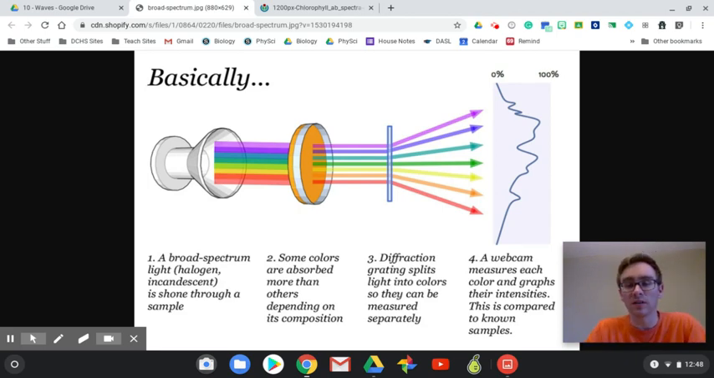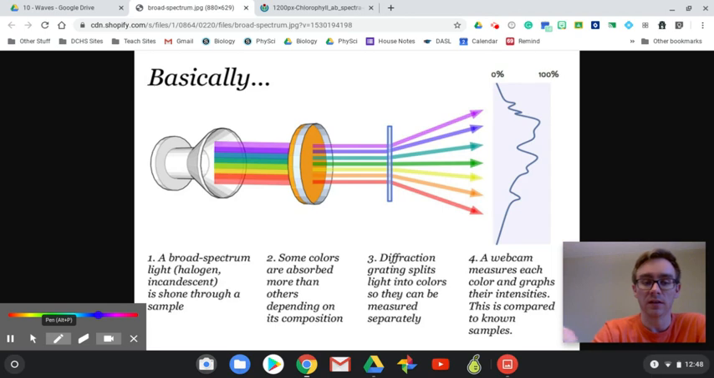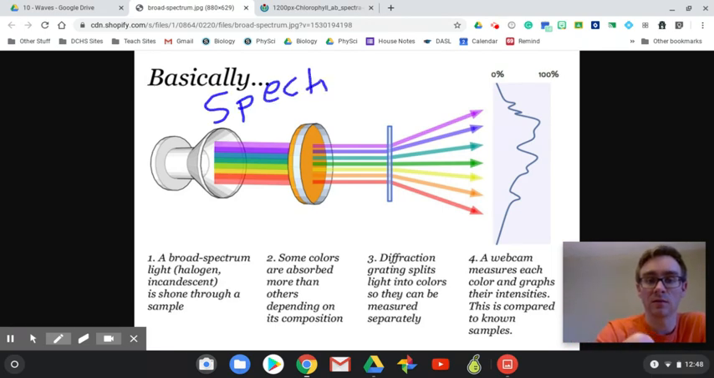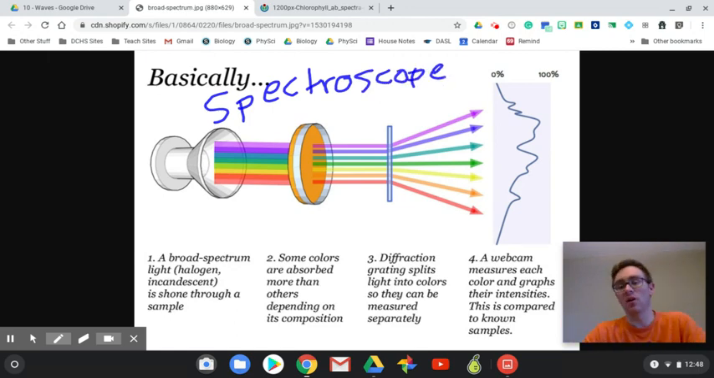So again, we're going to talk about something called a spectroscope. Let me just spell it out for you guys, because hopefully you're taking your notes with this. I'm not going to make you draw all of this right here. I wouldn't recommend it, but I just want to give you a big idea about what is happening here. So basically what we have here is some sort of light source.